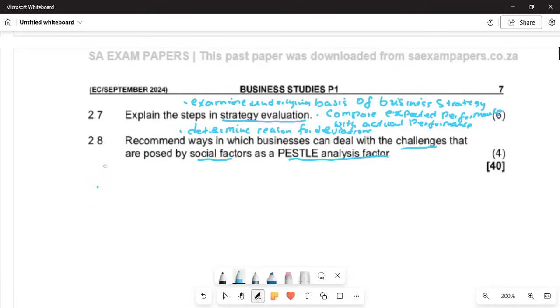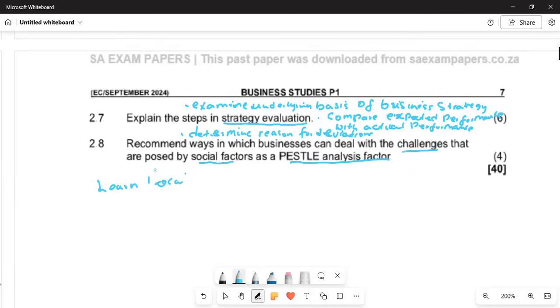So you can as well, when it comes to language, you can say learn local language, or hire employees who are very conversant with the local language, so that there will be no communication barrier with your customers. And that will make your business sell very well.